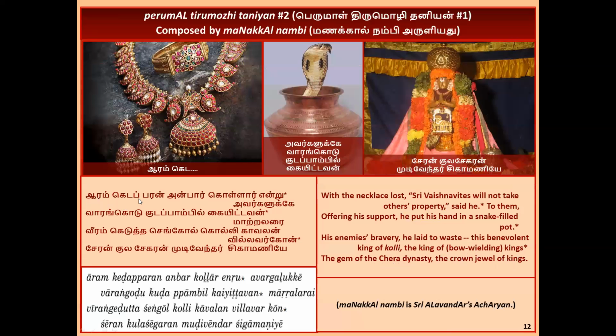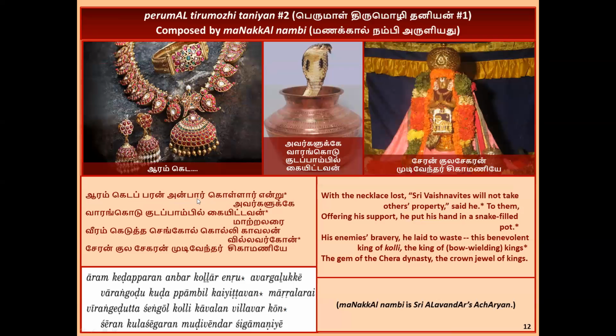So let's go through the taniyan and try to understand the meaning. Aram Keda. Aram is a Tamil word for haram. In Sanskrit, haram means necklace. Haram Keda. Haram kettu poivida. So the necklace was lost. With the necklace lost, Paran Anbar. Okay, it should be Paran Anbar.